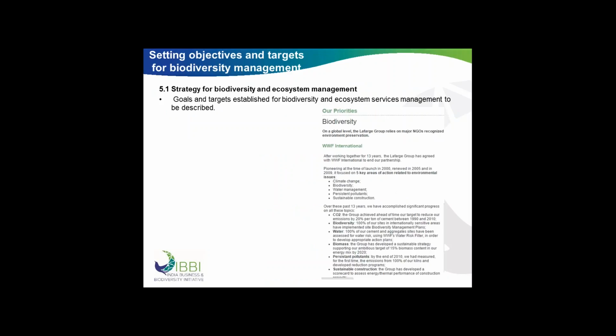Declaration number 5, which is setting objectives and targets for biodiversity management, contains two indicators. Indicator 5.1, which is on strategy for biodiversity and ecosystem management, requires the company to report on any goals and targets that are established for biodiversity and ecosystem services management. For example, the Lafarge Group has a requirement that all sites near protected areas must have a biodiversity management plan, which is a target to be achieved.